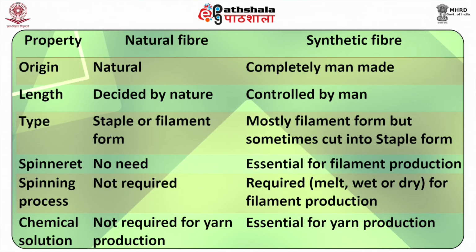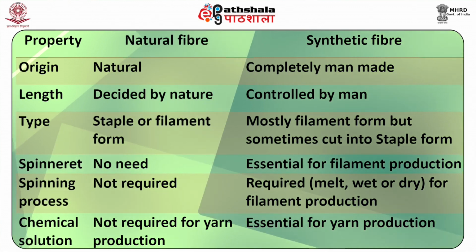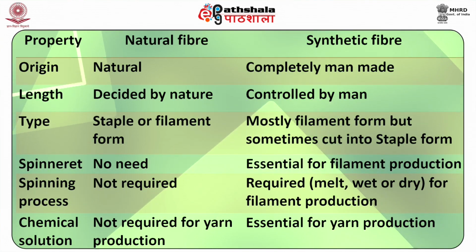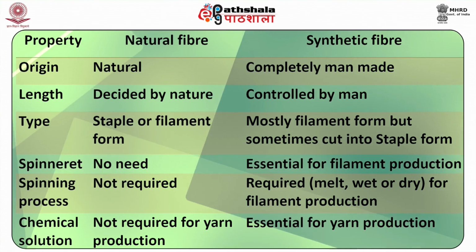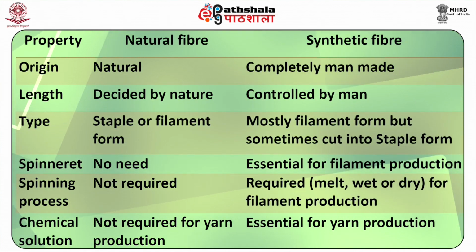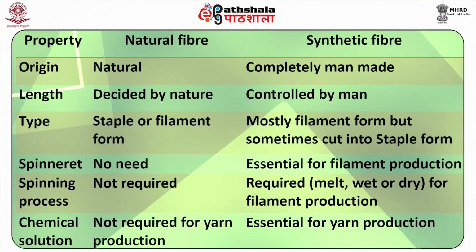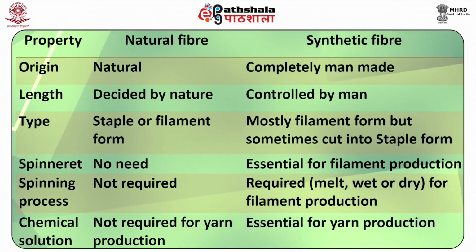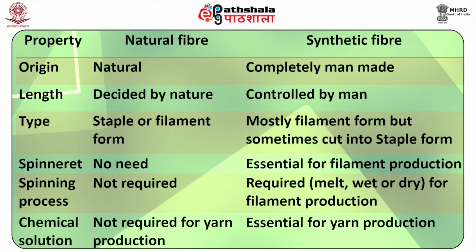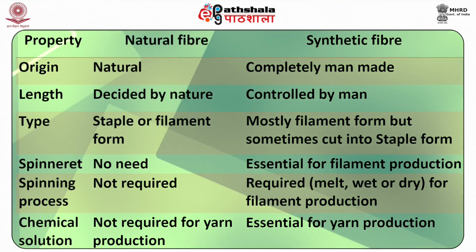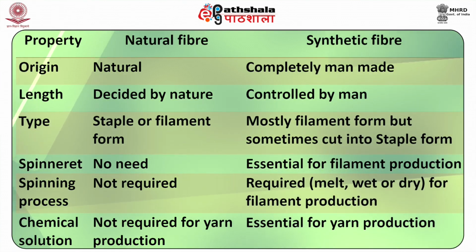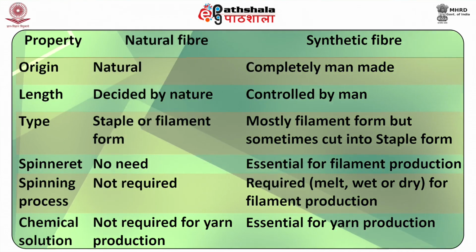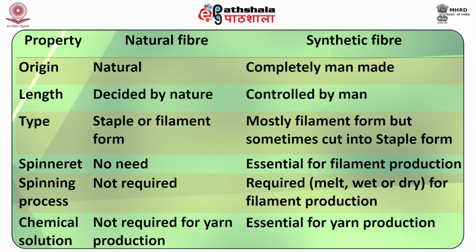The natural fibers are natural, whereas the synthetic fibers are completely man-made. If you look into the type of the two fibers, the natural fibers are in staple or filament form, whereas the synthetic fibers are mostly in filament form but sometimes cut into the staple form. Spinneret: there is no need for a spinneret with natural fibers, whereas for synthetic fibers it is essential for filament production. Spinning process: not required with natural fibers, whereas synthetic fibers require it for filament production. Chemical solution: not required for yarn production in natural fibers, whereas it is essential for yarn production in synthetic fibers.